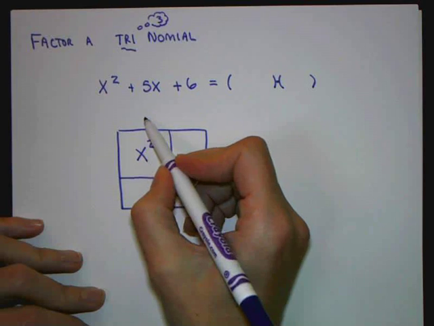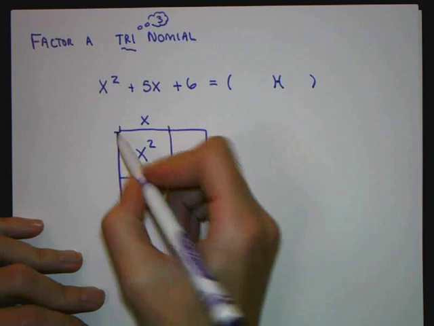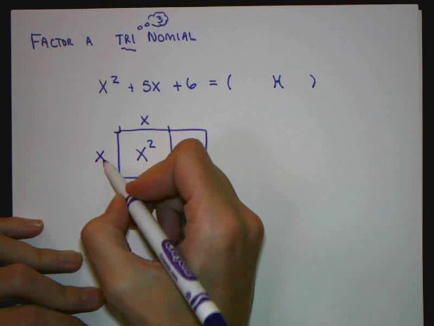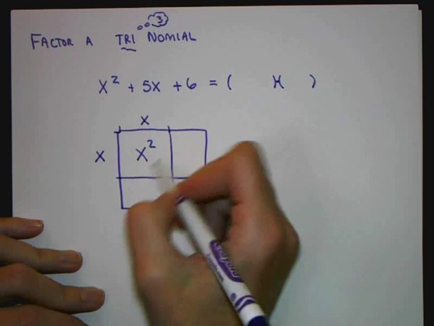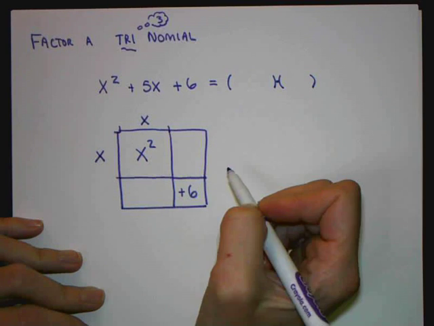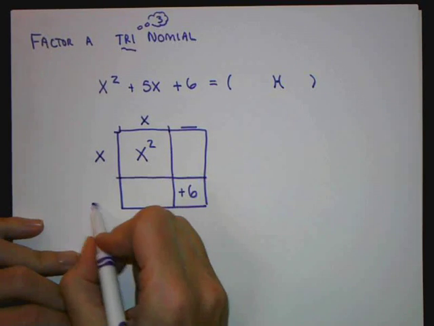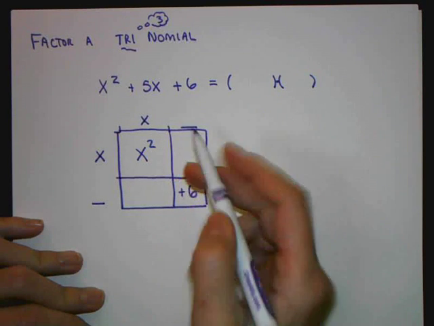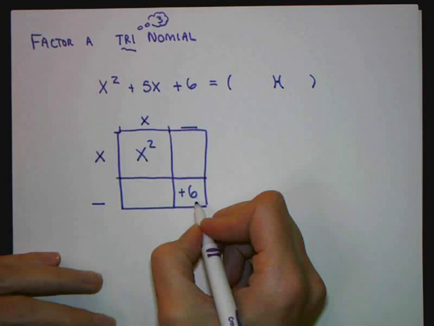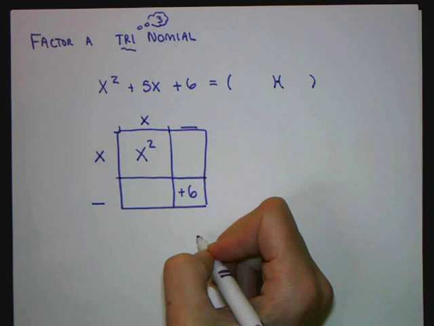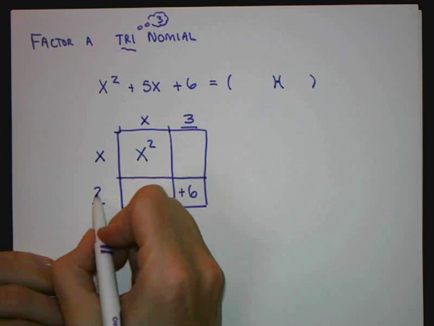I know that the length of this side section here has to be x, and this side section has to be x, so that when x times x gives me x squared, I get this chunk of my area model. And I know that the number here and here, when I multiply those two numbers, the answer has to be 6. So I'm going to guess some factors of 6 to go here. I'm going to try 3 and 2.